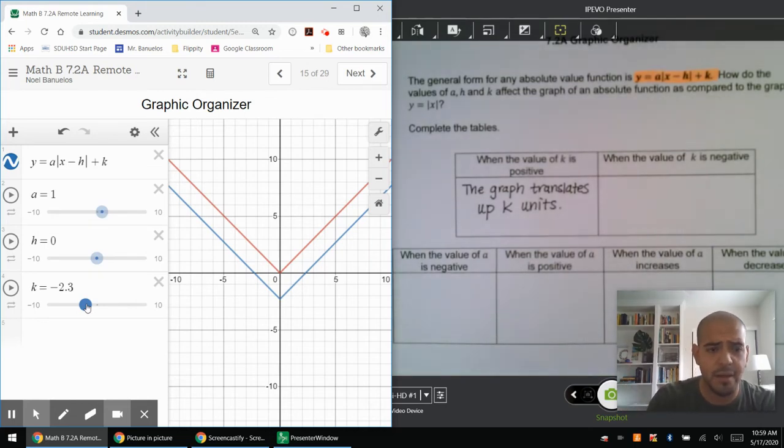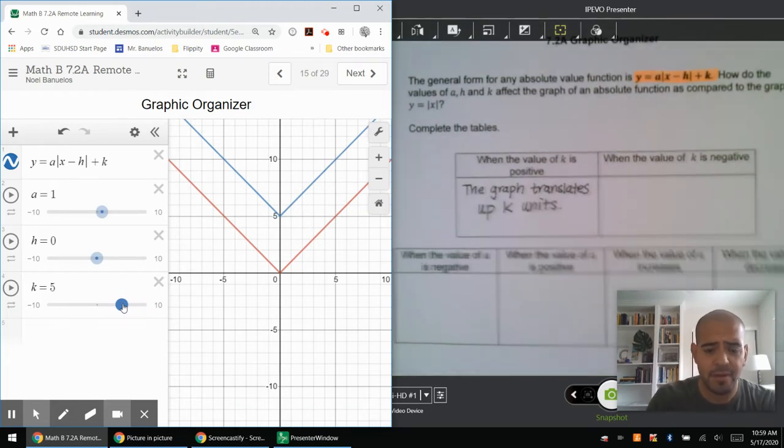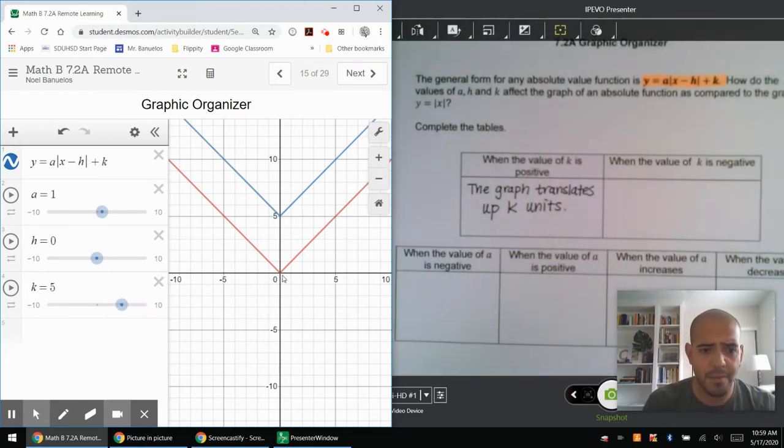So let's look at our blue graph. It's translating up by the number of units it's indicating. So if you notice here, hopefully you can see my cursor, it started at 0 and it moved up 5 units. Now it's at 5. There it is. Okay.